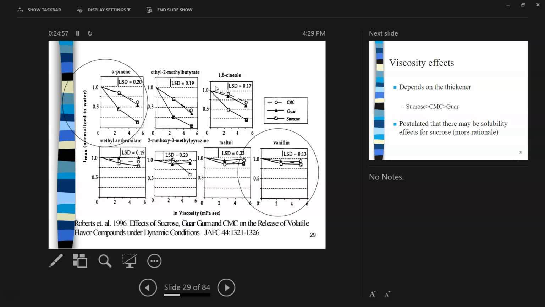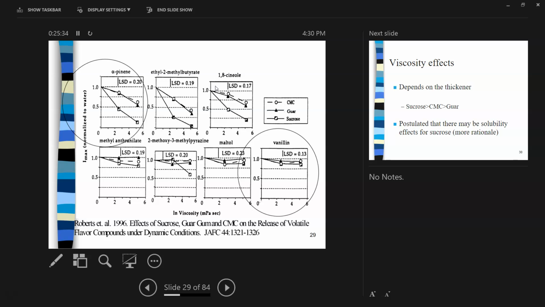And so what we have changing here, these two are pretty much following the same line, guar and carboxymethyl cellulose. They were reduced a little bit by being viscous, but not nearly as much as when you added sucrose. So the idea in the previous slide, that you increase viscosity, you decrease perception, well, it's not that simple. These are all the same viscosity. They did reduce perception, but one acted very differently than the other.